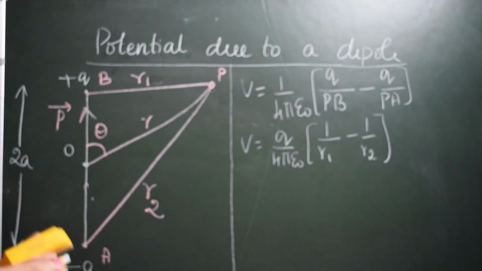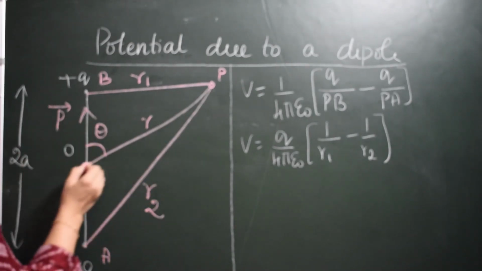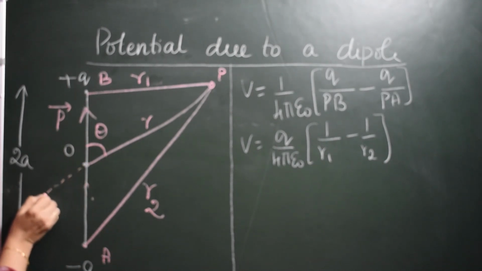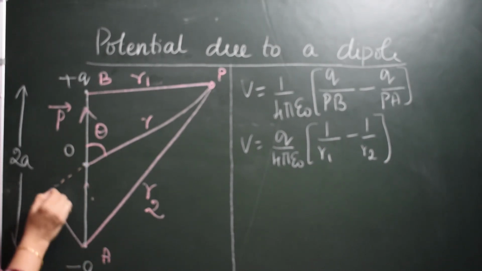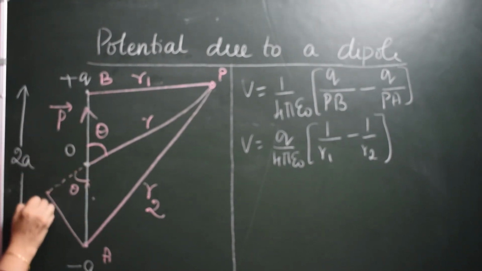Now let us find out these values R1 and R2. How do we find R1 and R2 in terms of R? What we do is extend this line and make a right-angled triangle like this, so that this will also be theta. Let me mark this as point M.